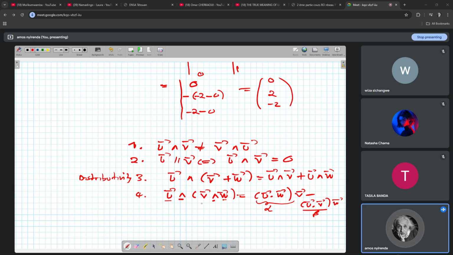We have a double produit vectoriel, so we have 2 vector products and 3 vectors. Here I've put in brackets the vector v and the vector w. So this double produit vectoriel evaluates to what I have on the right here. It's like a formula. This is how you calculate the double produit vectoriel.